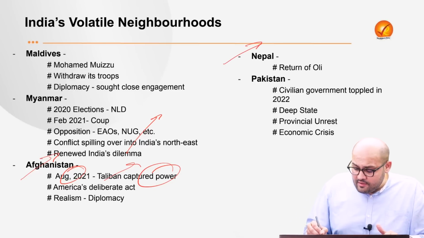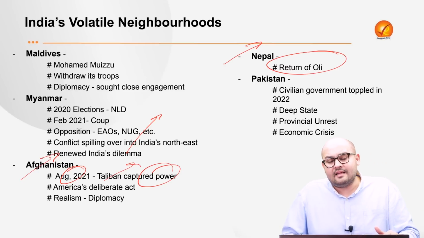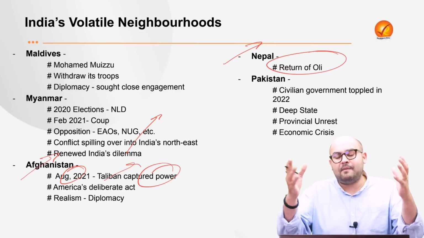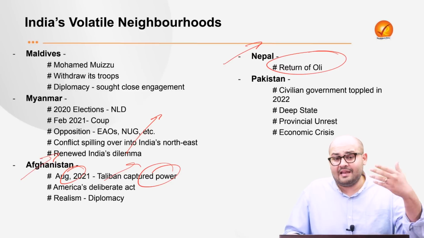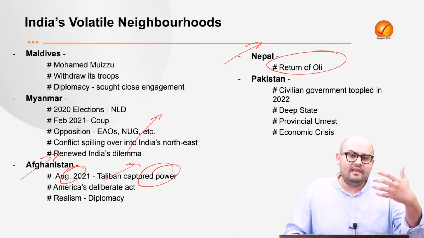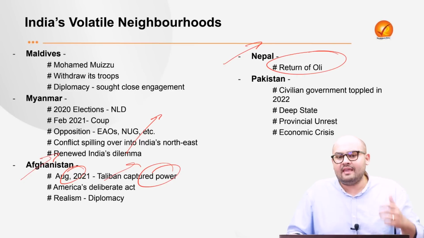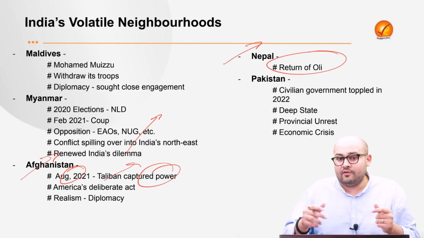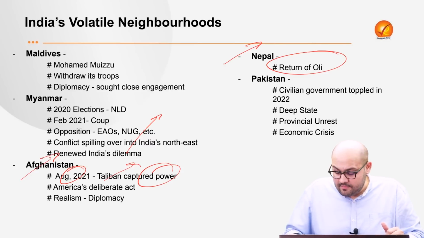Now, if we talk about Nepal, what we are seeing is that there has been the return of the Communist Party of Nepal, right, which is led by KP Sharma Oli. Now, Mr. Oli has a history of having an anti-India stance, right? So therefore, it also becomes a challenge to India's foreign policy makers.